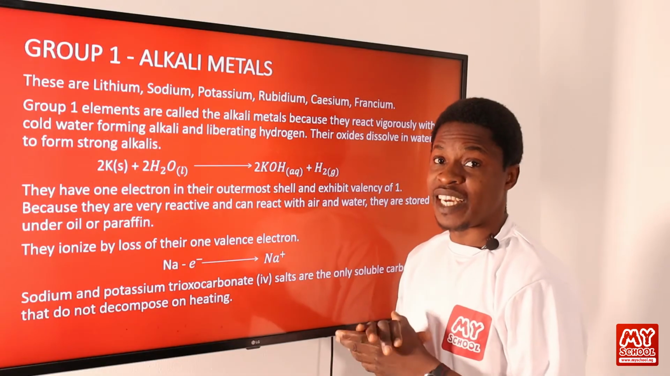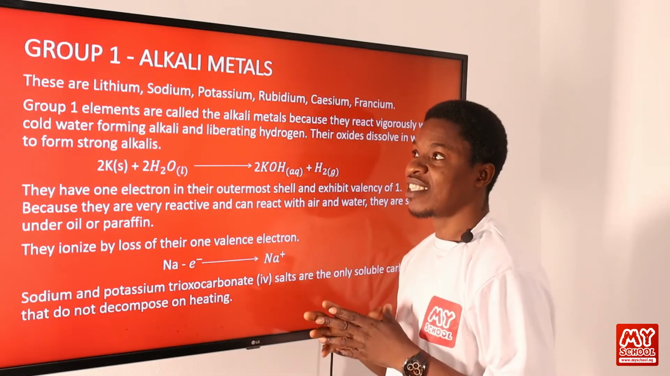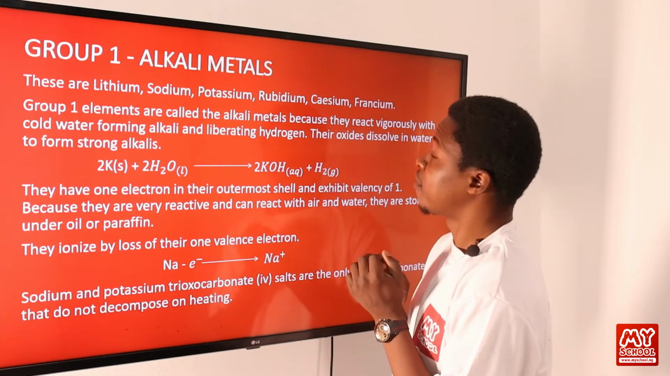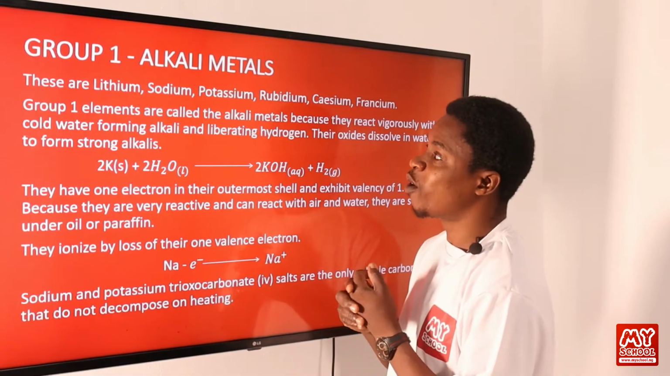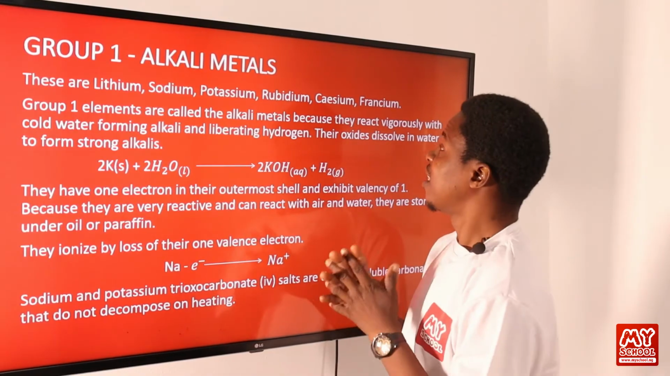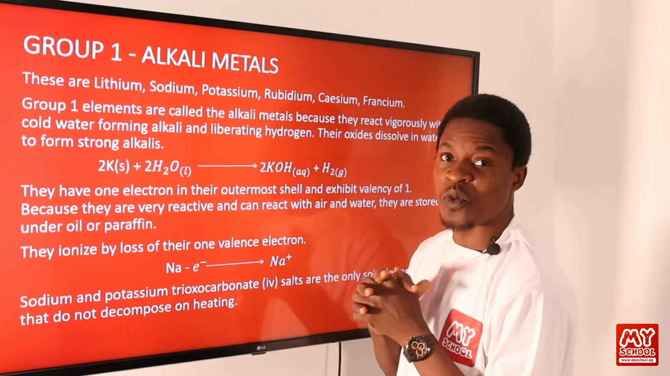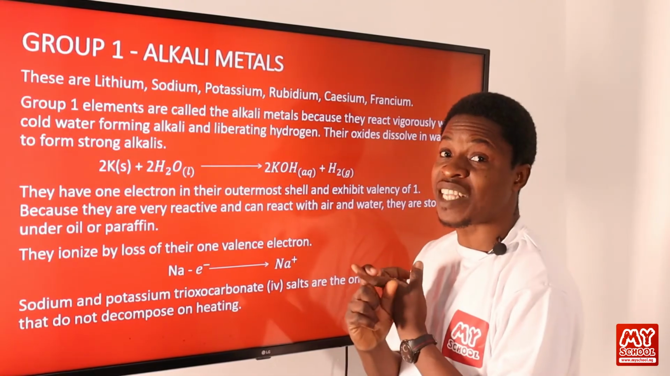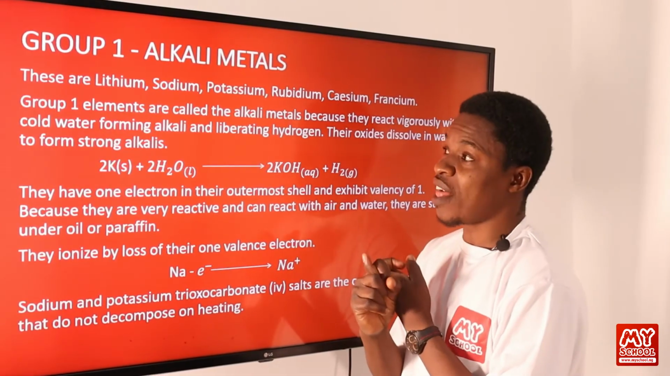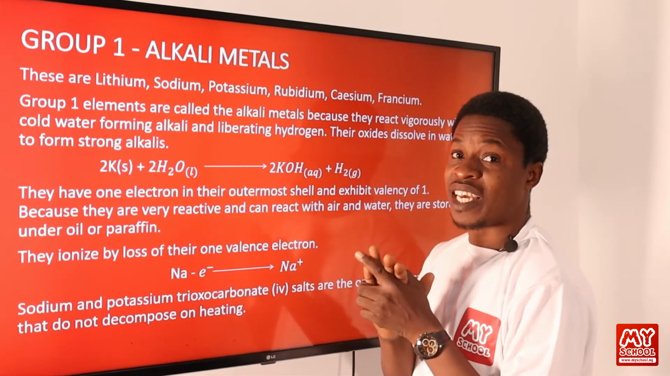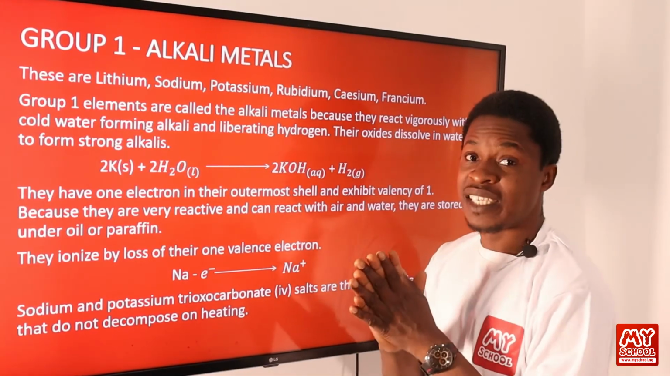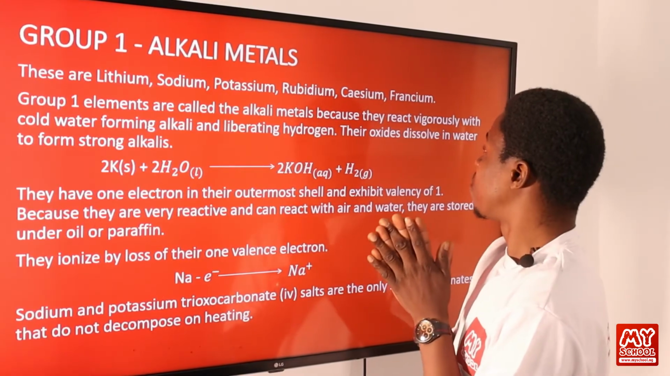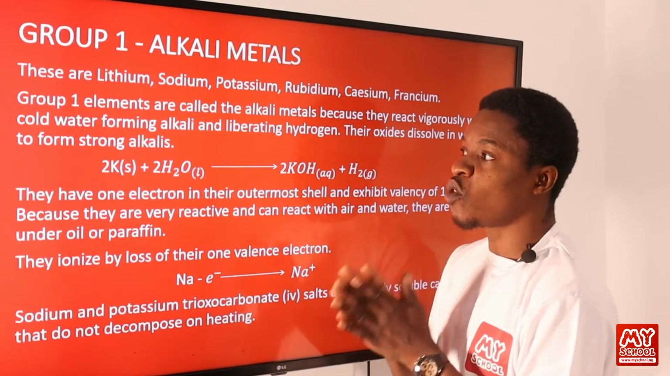Now let's look at the group 1 elements, the alkali metals. These are lithium, sodium, potassium, rubidium, cesium, and francium. The group 1 elements are called the alkali metals. Why? Because they react vigorously with cold water, forming alkali and liberating hydrogen. When they react with cold water, the reaction is so vigorous that they liberate hydrogen. Hydrogen as a gas will be liberated, and then what will be formed eventually will be an alkali. Their oxides also will dissolve in water to form strong alkalis.